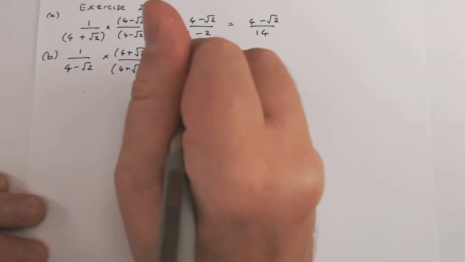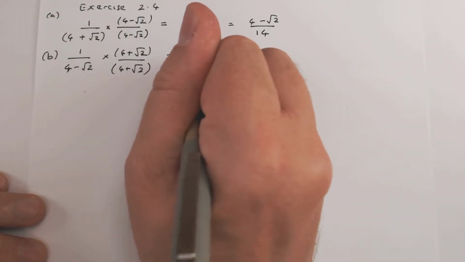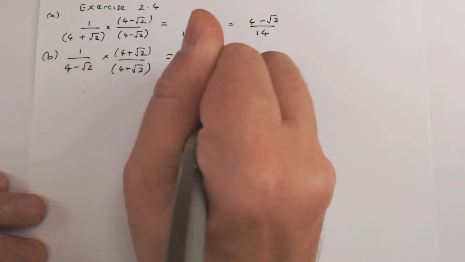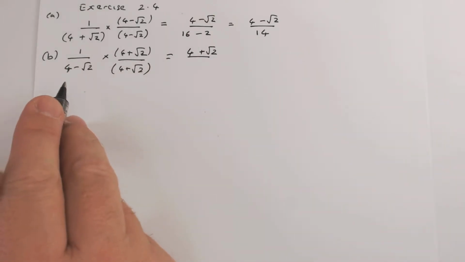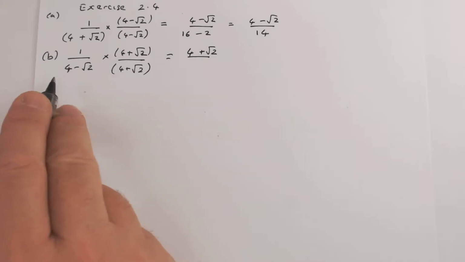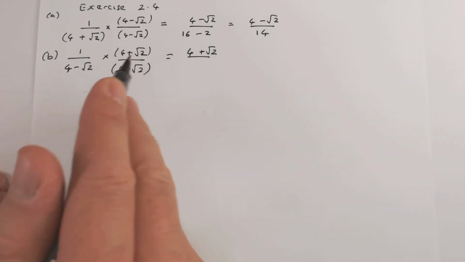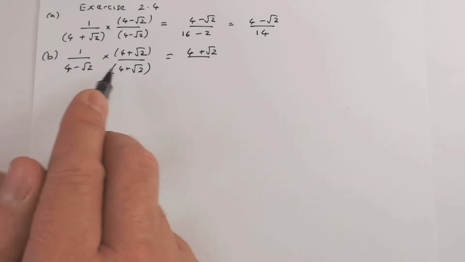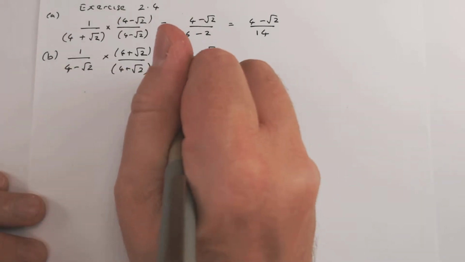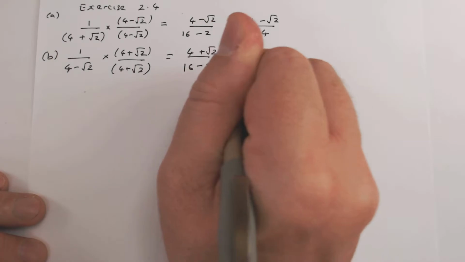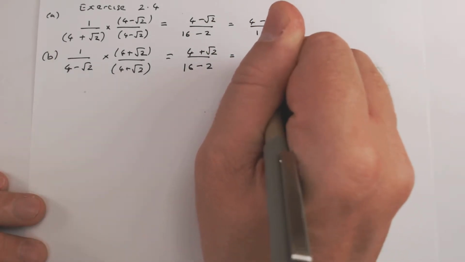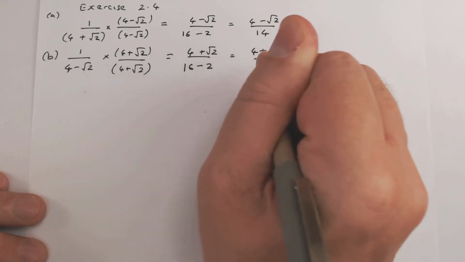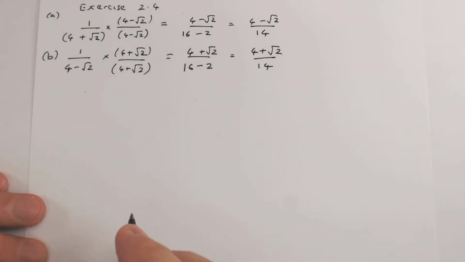Okay, so then we're going to end up with 4 plus root 2 on the top, 1 times those values. And on the bottom this time, notice we end up with the same thing as we did before. We've just swapped the signs around now. So we've got 16, take away 2, so we end up with 4 plus root 2 divided by 14. So that's the only difference there.